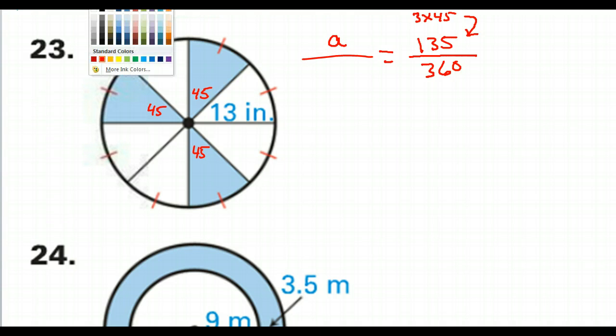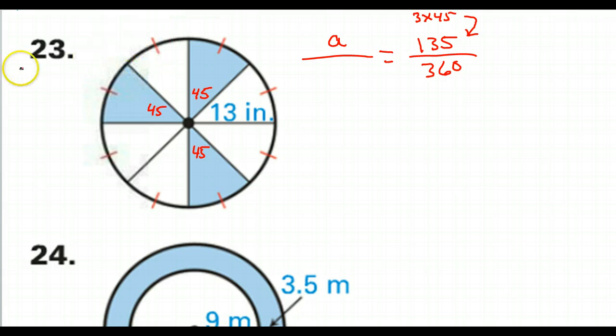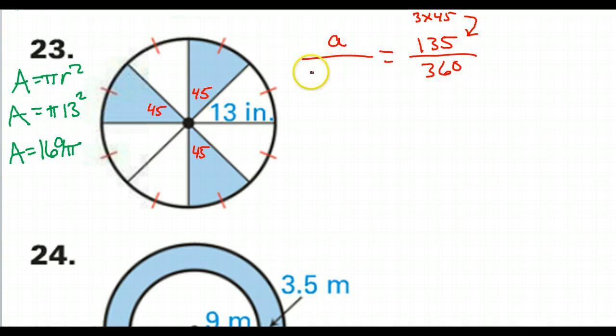So again, off to the side, I will calculate the total area. Area of a circle is pi r squared. In this case, the radius is 13, so that's pi times 13 squared. So the total area is 169 pi. That's why I'm going to have 169 pi right here.